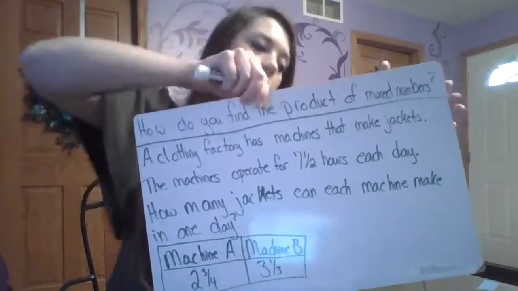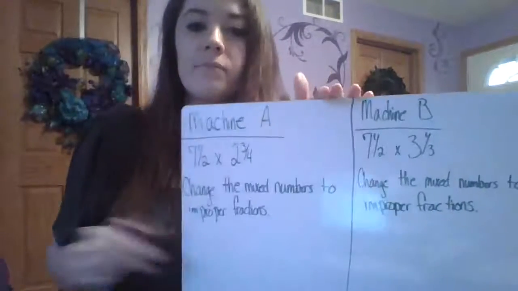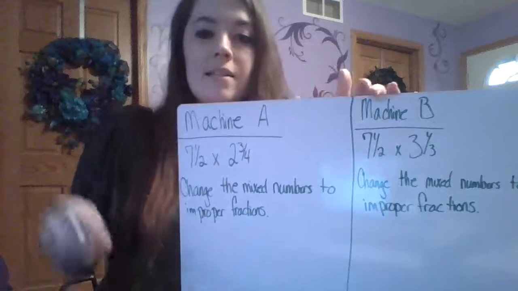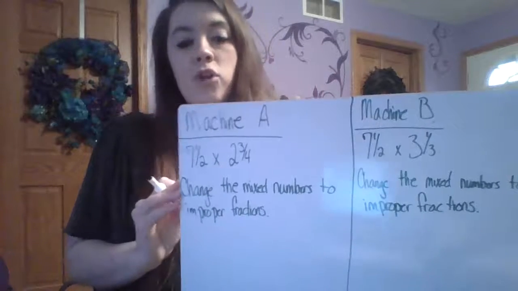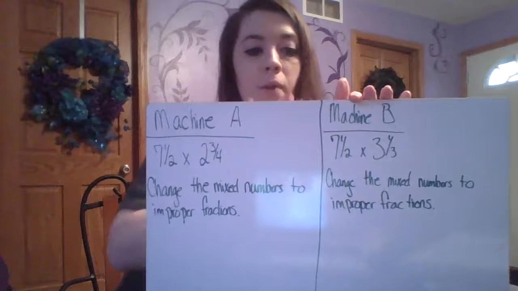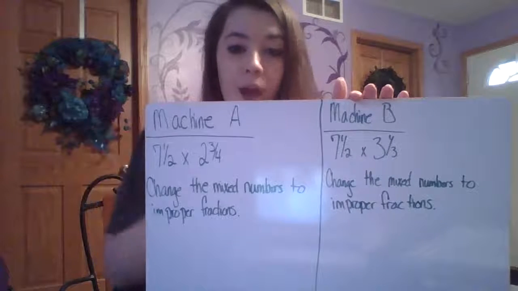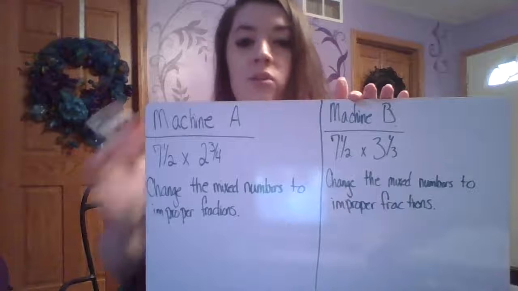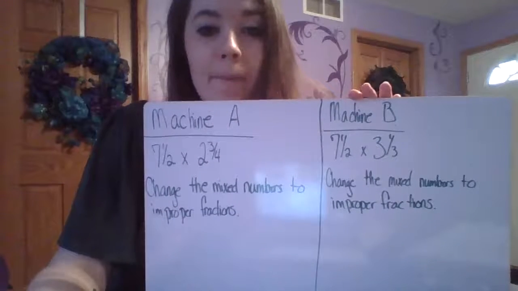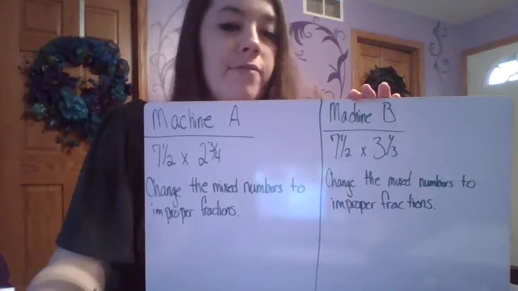Okay? So, I've got it written out on another page for us. If we look at machine A, the problem involved with this one is 7.5 times 2 3/4. The first thing we have to do when we're doing problems like these is change the mixed number into an improper fraction. So who remembers how to change mixed numbers into improper fractions? Excellent. I have a feeling most of you do.